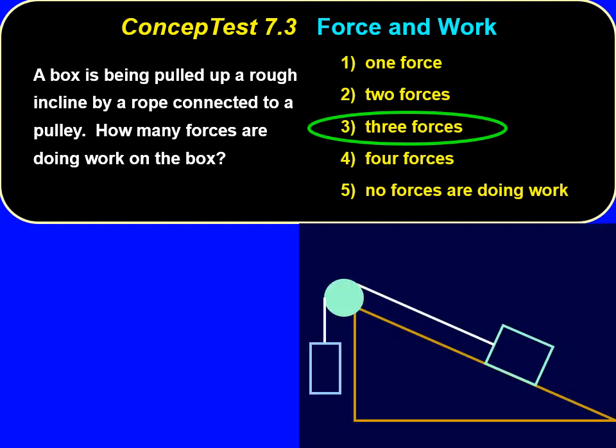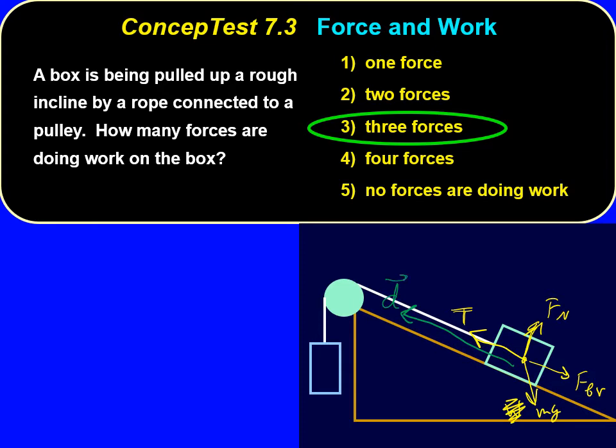So the answer here is 3 forces. There's a force of friction that's resisting motion. There is a normal force in this direction. There is a weight, going this direction. Let's just use mg. And there's, of course, tension pulling up here. Now, let's use green for the displacement vector.